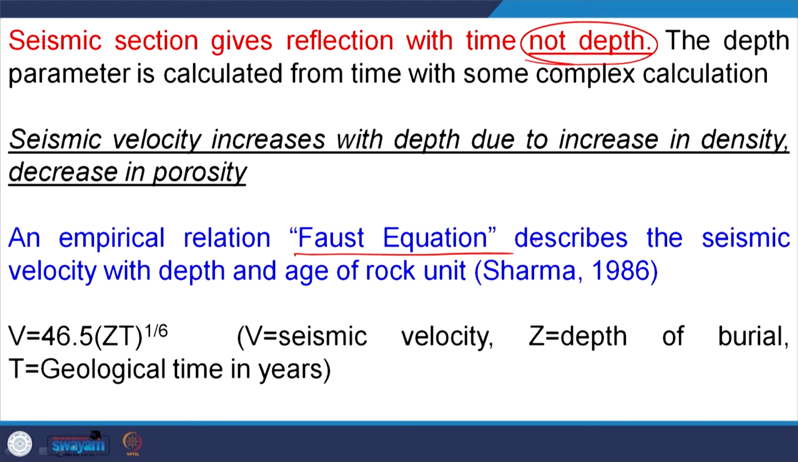So, here velocity equals 46.5 (ZT) to the power 1/6. V is the seismic velocity, Z is the depth of burial and T is the geological time in years.